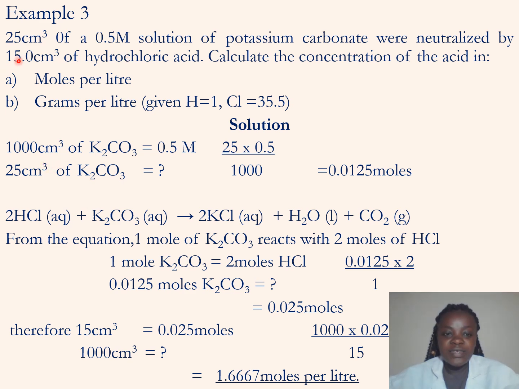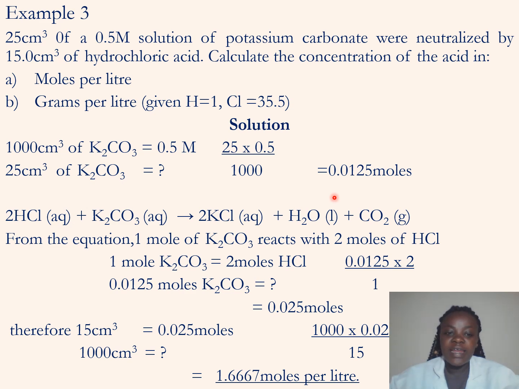So we ask ourselves, what about 25 centimeters cubed of potassium carbonate? What we just do here is to cross multiply 25 multiplied by 0.5, then divide by 1000. So the number of moles of potassium carbonate in this solution was 0.0125 moles.